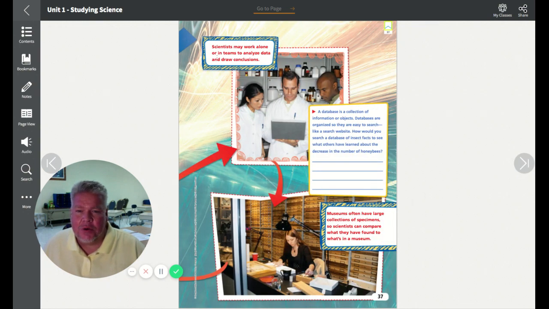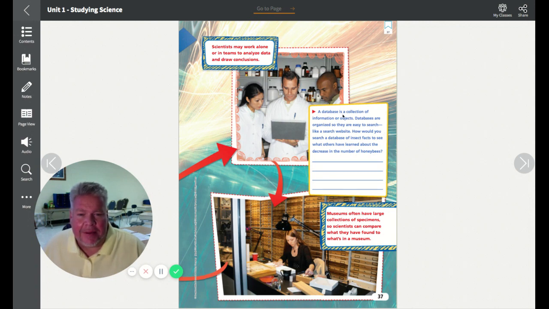Scientists may work alone or in teams to analyze data and draw conclusions. Sometimes a scientist is working on a project by themselves. Sometimes they have a team working together. Museums often have large collections of specimens so scientists can compare what they have found to what's in a museum.